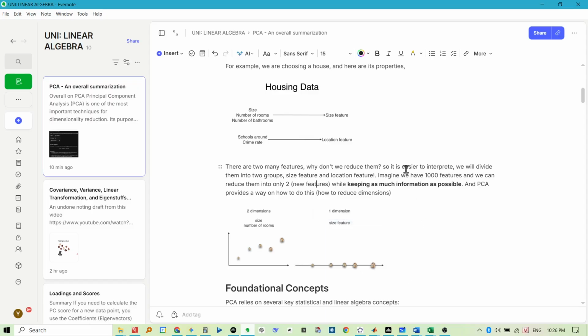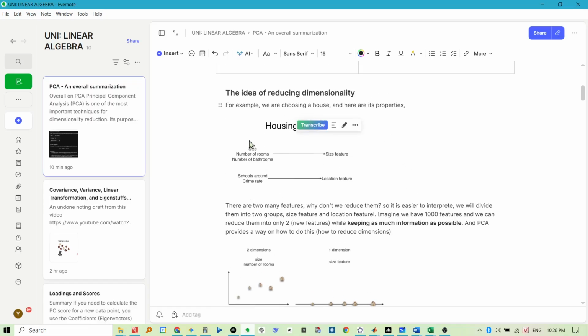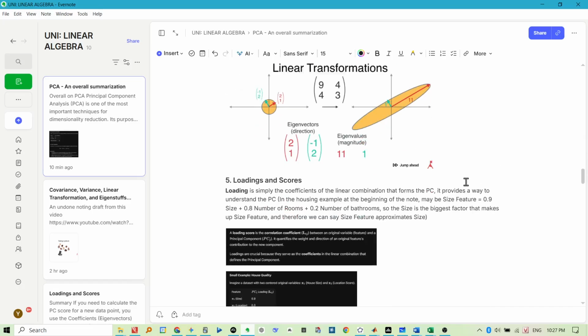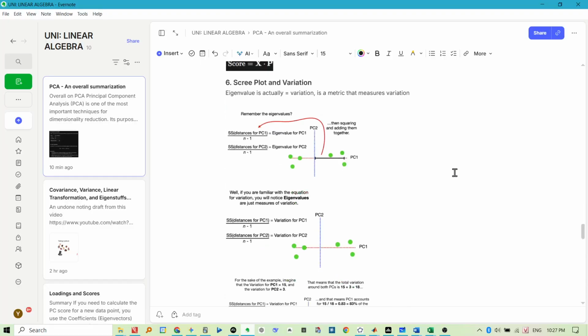A caveat here is that using PCA won't discard features, but rather it creates new features uncorrelated with the original features. So we don't delete size, number of rooms, or number of bathrooms, but rather the size feature is a linear combination of these things right here. Like that linear combination. Remember that? Here. I got this.